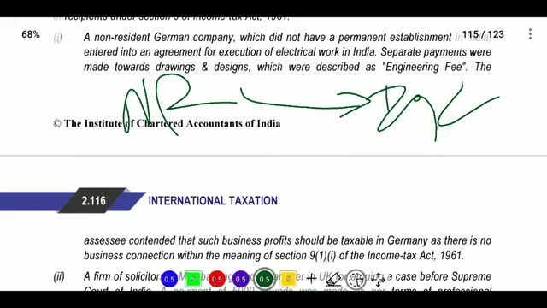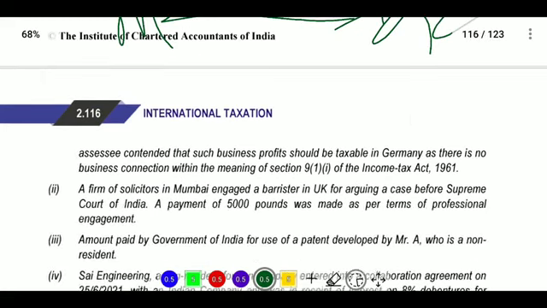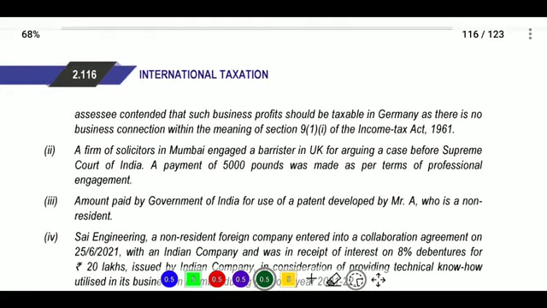So the business profit should be taxable in Germany and there is no business connection with India. So it is not taxable here and it will be taxable in Germany. Next, business profit should be taxable in Germany as there is no business connection in India. They are telling like that.